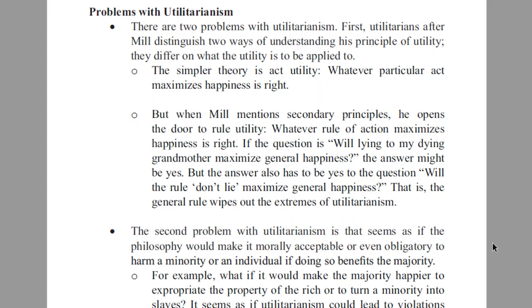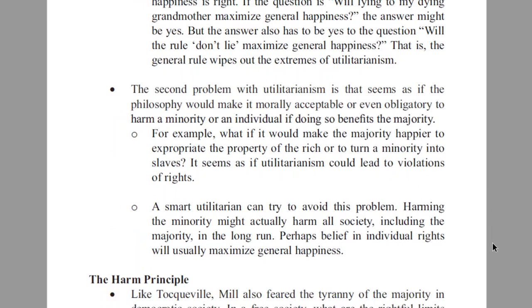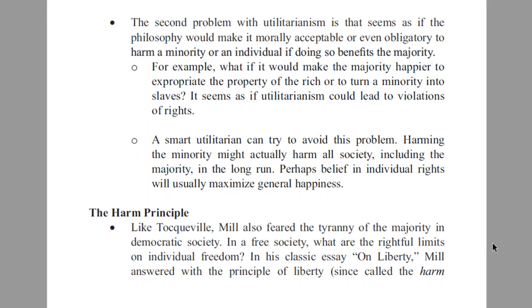The second problem with utilitarianism is that it seems as if the philosophy would make it morally acceptable or even obligatory to harm a minority or an individual if doing so benefits the majority. For example, what if it would make the majority happier to expropriate the property of the rich or turn a minority into slaves? It seems as if utilitarianism could lead to violations of rights. A smart utilitarian can try to avoid this problem. Harming the minority might actually harm all society, including the majority, in the long run. Perhaps belief in individual rights will usually maximize general happiness.